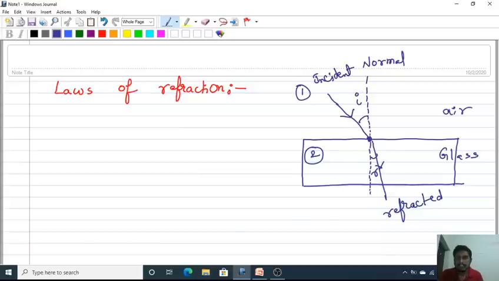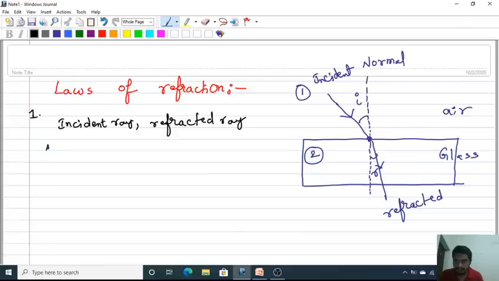According to the first law of refraction, the incident ray, the refracted ray and the normal lie in the same plane. This is the first law of refraction.